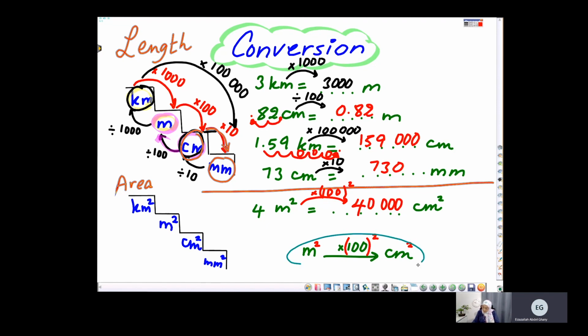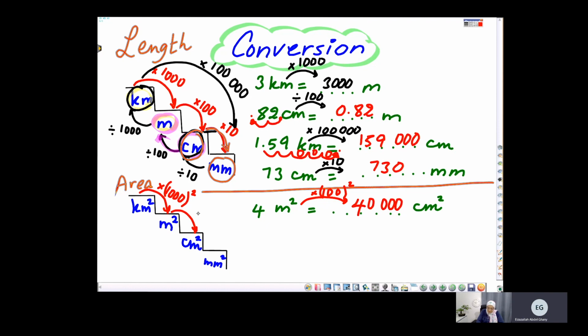Let's take another example, which will have the same thing, which is big to small, multiply, and small to big, divided by. Let's rewrite them again. I don't have any problem rewriting. The same 1,000 from kilometer to meter. It's not 1,000, it is 1,000 squared.